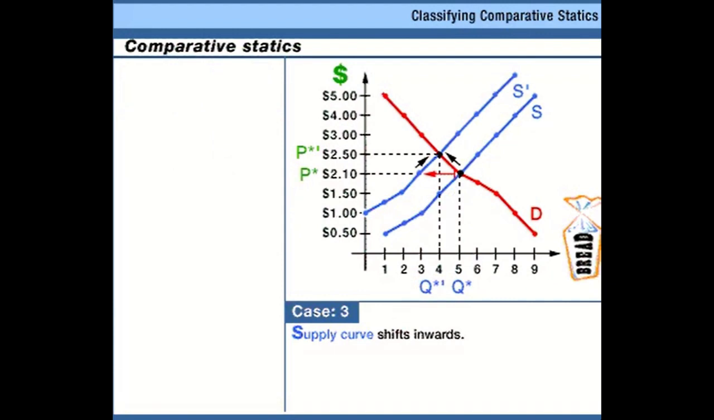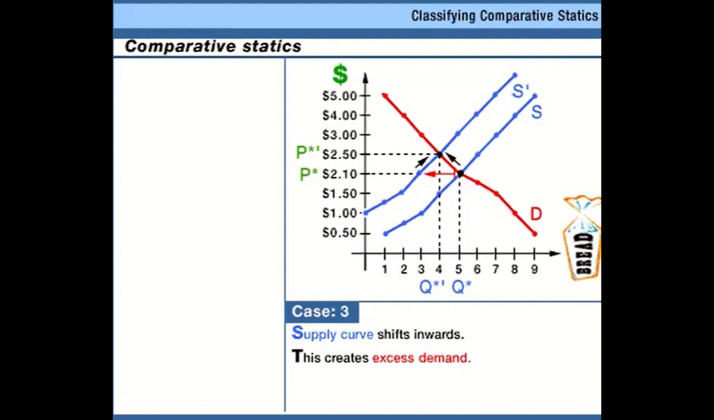In this case, when the supply curve shifts inwards, the immediate result is that we have an excess demand for the product. That is, at the original price, the original equilibrium, where the original demand curve and the original supply curve cross, we have P star as our equilibrium price and Q star as our equilibrium quantity. If we keep the price constant and the supply curve shifts inwards, that is, if we have a decrease in supply, we're now going to have a small quantity supplied and a larger quantity demanded. So we have an excess demand for the product, given the new quantity supplied and the original quantity demanded.